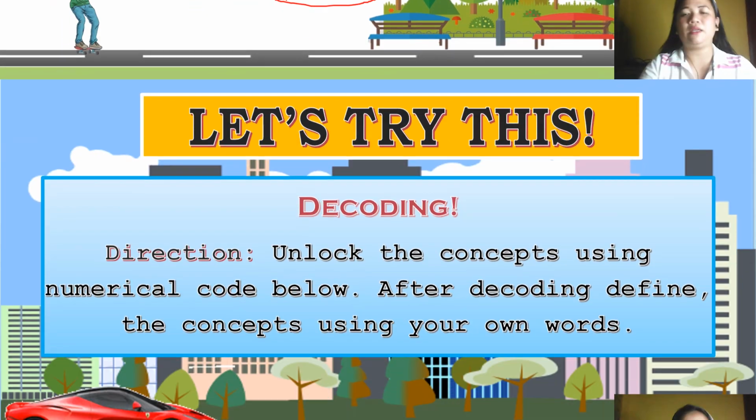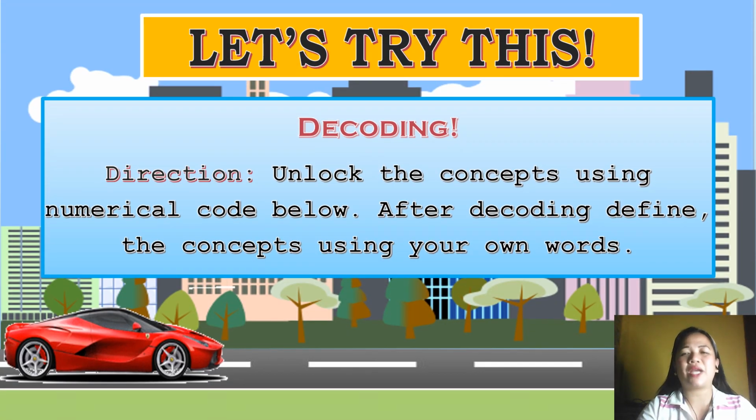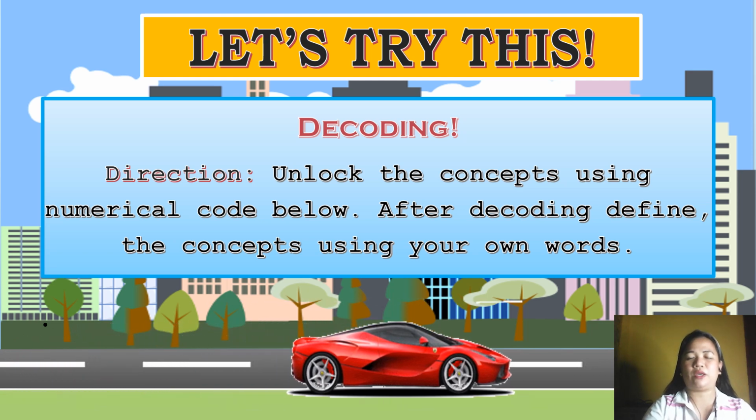Okay? Next. So, let's try this activity. We have to decode. For us to unlock the concept, you need to unlock the concept using the numerical code below. So, after decoding, define the concept in your own words. Okay, so let's try.